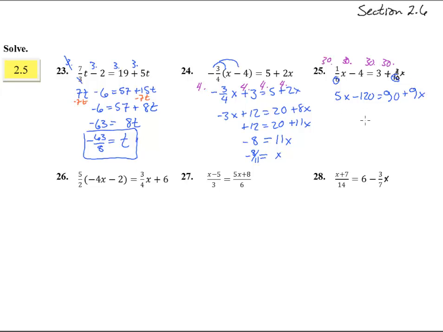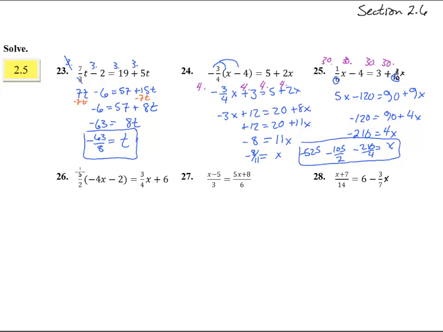So get the two x's together. We now subtract 5x from both sides, and we get a 4x on that side, plus the 90 equals 120. Subtract 90 from both sides, and we get negative 210 equals a 4x. X is, when we divide this by 4, negative 210 over 4. That's negative 105 over 2. So negative 105 halves, or 52.5.